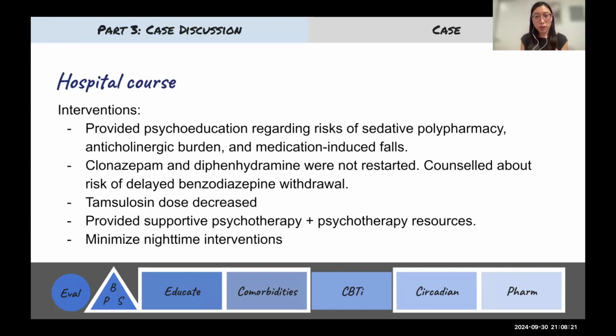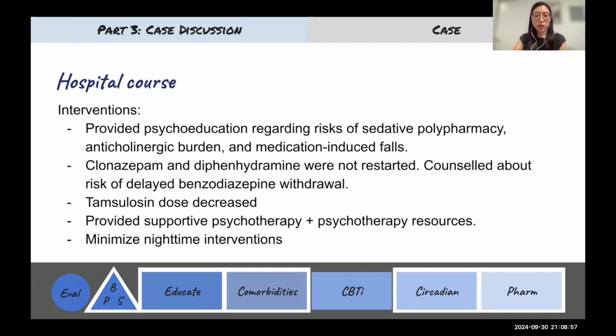In addition to this, it's really important to look at medical comorbidities as well. One of the notable things was that part of his sleep disturbance is the nocturia that he's having. So there's a decision made to decrease the tamsulosin dose to see if we can decrease those nighttime disruptions. And then also, it's really important to think about the biopsychosocial formulation of the patient. His grief, the anniversary of his wife's death, is really contributing to some of the insomnia that he's having. So he's provided with some supportive psychotherapy while he's in-house, and then also given some psychotherapy as well as grief resources for the outpatient setting.